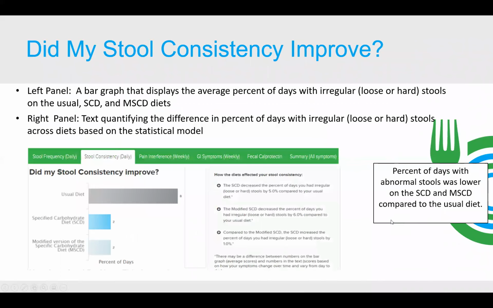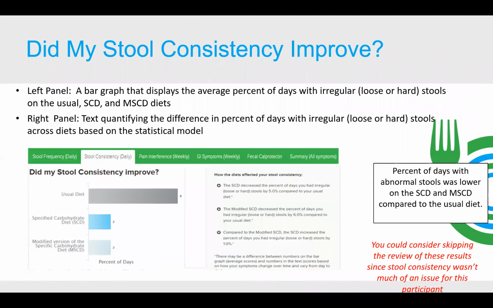Now we're going to look at stool consistency for this participant. So again, the left panel is the bar graph and the right panel is the text. So if we look at these results combined, the percent of days with abnormal stools was lower on the SCD, 8% versus 2%, and lower on the MSCD, 8% versus 2% compared to the usual diet, and really no different between the SCD and the MSCD.